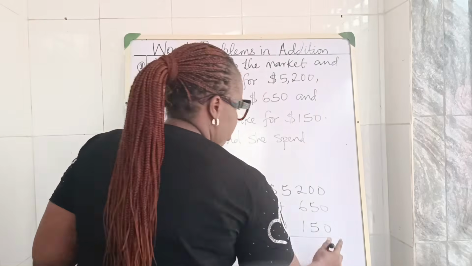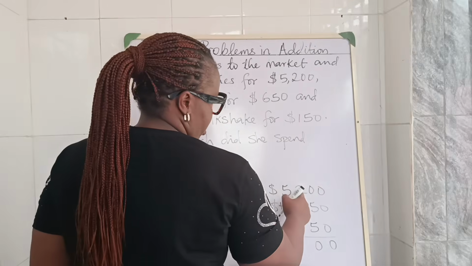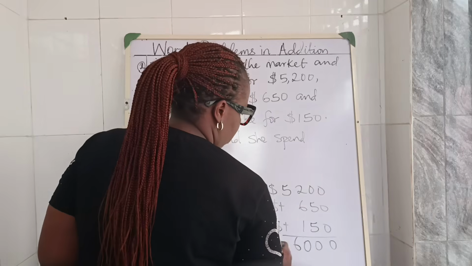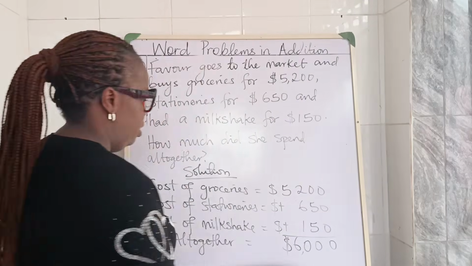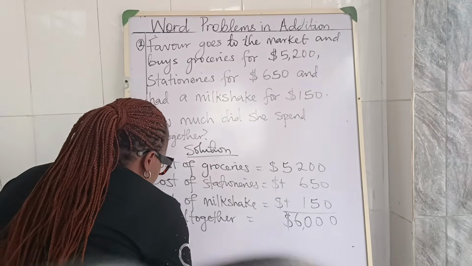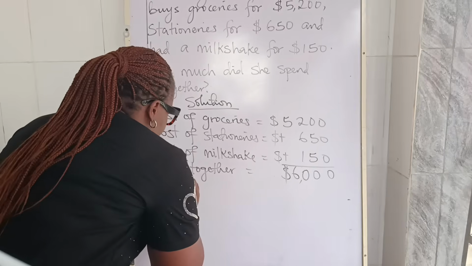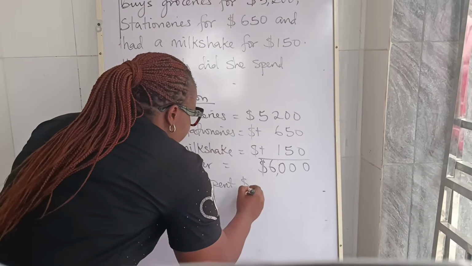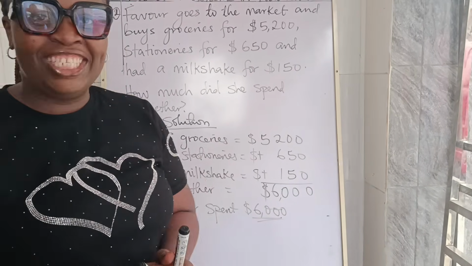So we are going to have 0 is here, 5 plus 5 is 10, write 0, carry 1. 1 is here, 3, 4, 6 is 10 again, carry 1 and put here, which is 6. So we are having $6,000. So therefore, Favor spent $6,000. Therefore, this dots, 3 dots this way is therefore Favor spent $6,000.